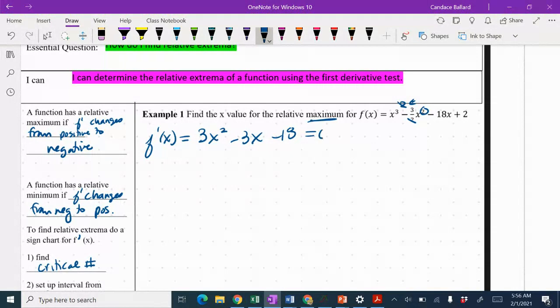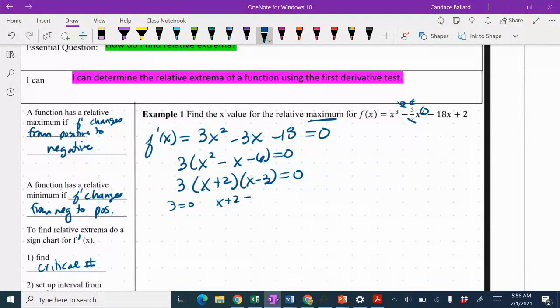To get critical points, set it equal to 0. I'm going to factor out a 3. So I get x squared minus x minus 6 equals 0. I would factor that using maybe a magic x, and I get x plus 2 times x minus 3 equals 0. I'm going to set all of my factors equal to 0 by zero product property. This one gives us nothing. This one says x equals negative 2, and this one says x equals positive 3. So those are my critical numbers for my sign chart.